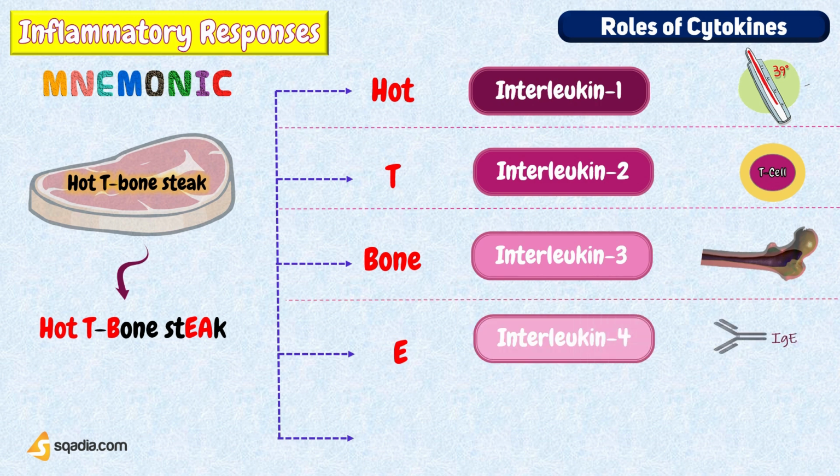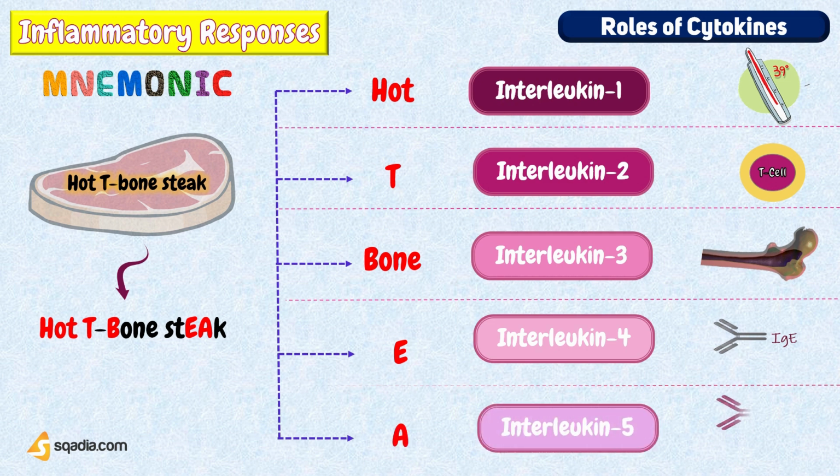Fourth on this list is the letter E. We will talk about interleukin-4. The IL-4 helps in class switching of IgG to IgE antibody. It also stimulates B-cell growth. Last and fifth is the letter A, designated to interleukin-5. It is linked with an antibody known as IgA and activates eosinophils.